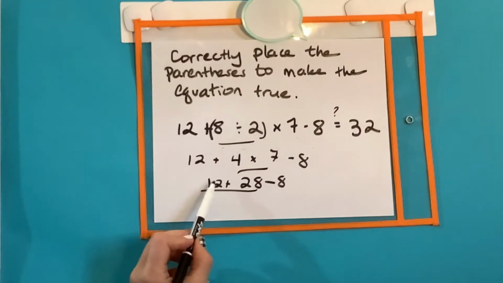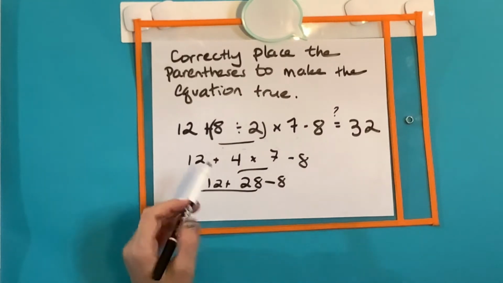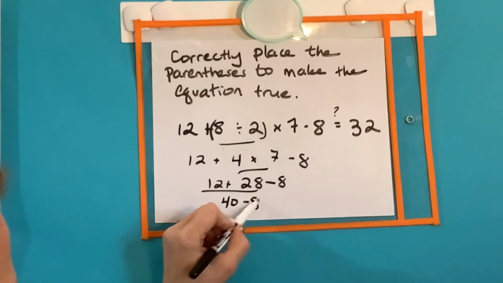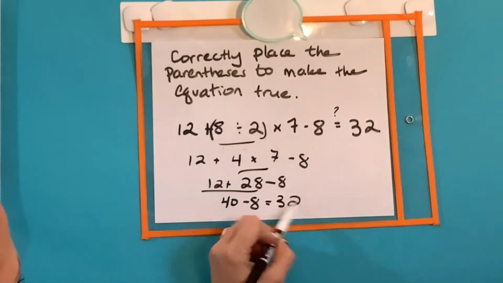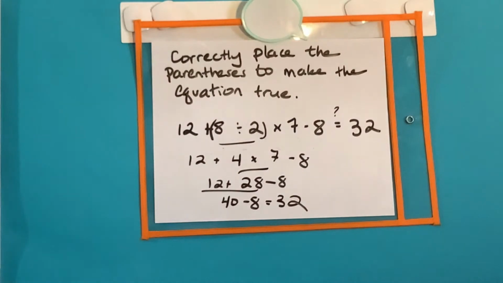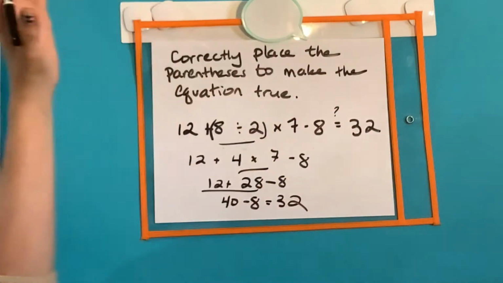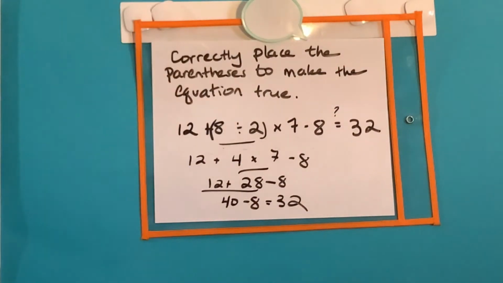So I'm going to take this 2 and move it over, and we get 30. So then 30 plus 10 is 40. Ooh, this is looking good, fifth graders. 40 minus 8 is 32. So we see 32, 32. This is the correct place to put the parentheses, is in this 8 divided by 2, okay?